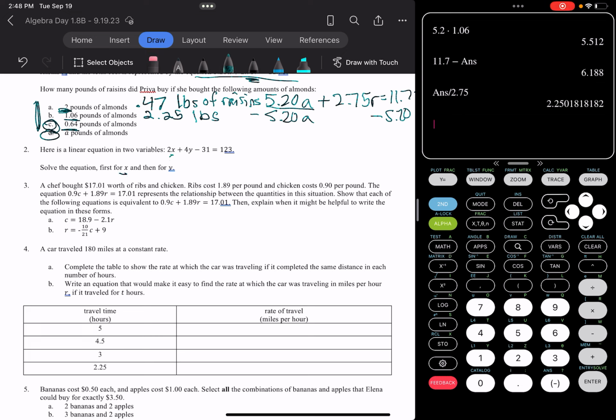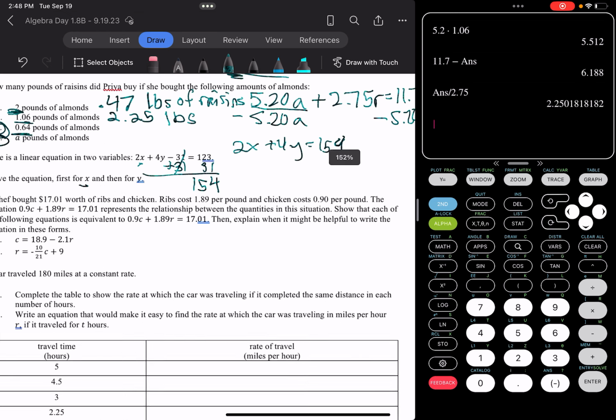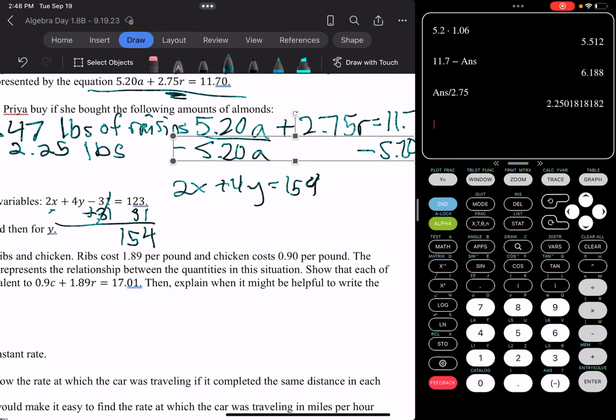So the first thing that I'm going to do is move this constant together with the 123. So I'm going to add 31 to both sides because I want to cancel this out and make it 0. So this is going to be 154. And so now I have 2x plus 4y equals 154. And I'm going to note that because that equation will be really helpful in a few moments. Let me make this a little bit larger for all of our sakes.